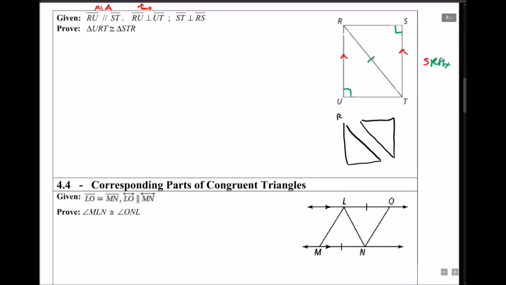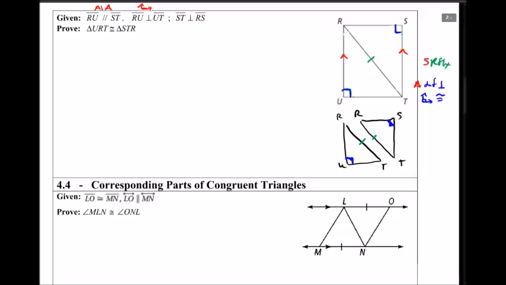So I am going to redraw my triangles and separate them out here. And this is R, U, T. This is T, S, R. And we know that we have this side by reflexive. And we know, let's make these blue. We know that these are right angles. So I am going to be able to get angles by definition of perpendicular, and right angles are congruent. So these will be congruent down here.